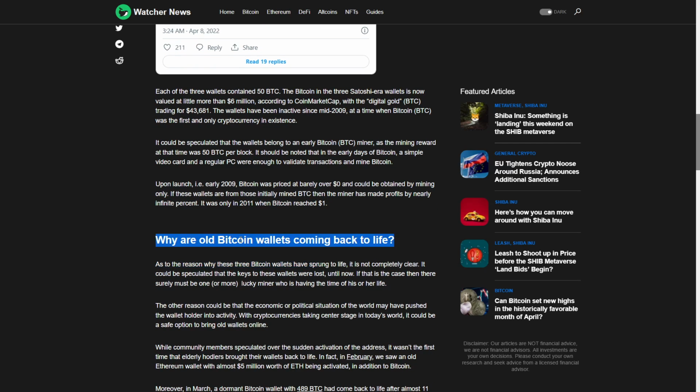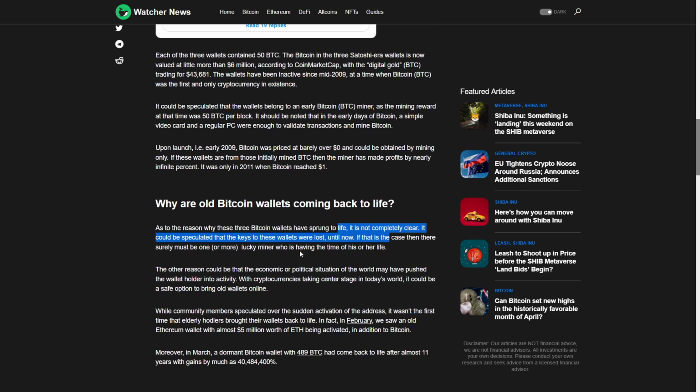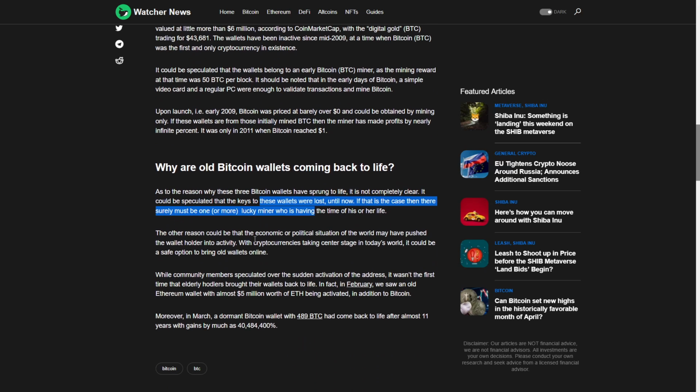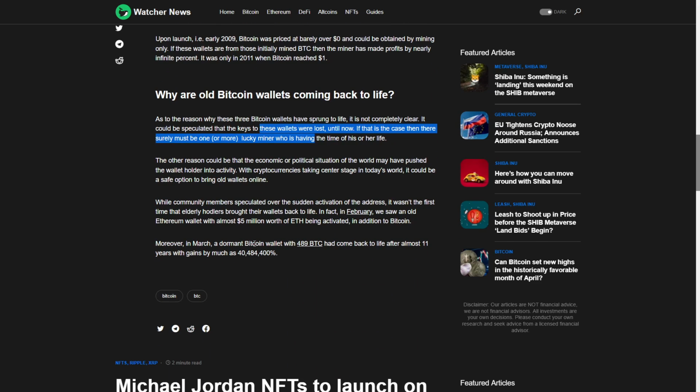Why are old Bitcoin wallets coming back to life? As for the reason why these Bitcoin wallets have sprung to life, it's not completely clear. It could be speculated they have the keys to the world lost, but another whale has woken up and a lot of people are seriously afraid. What if this happens to Shiba Inu?